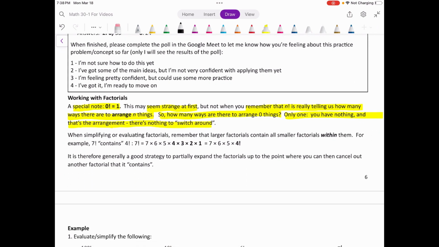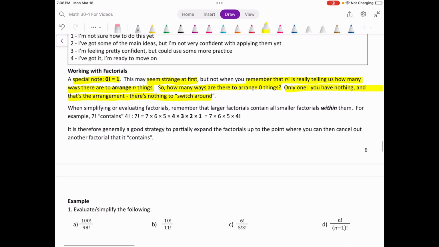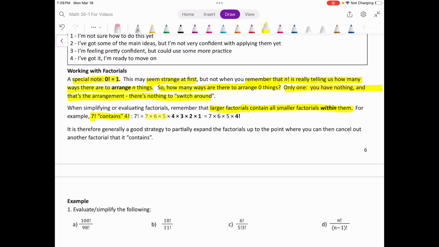Okay, so when we're working with factorials, most of the time it comes down to doing the same kind of step. That step is taking advantage of the fact that larger factorials contain all smaller factorials within them, so to speak. For example, 7 factorial contains 4 factorial, right? Because what is 7 factorial? Well, it's 7 times 6 times 5 times 4 times 3 times 2 times 1. And what is 4 times 3 times 2 times 1? Well, that's just 4 factorial, right?